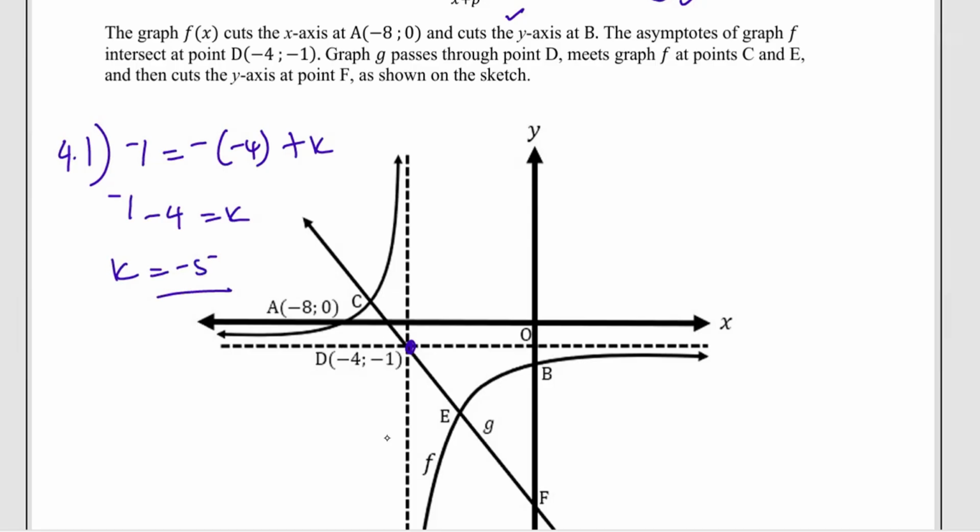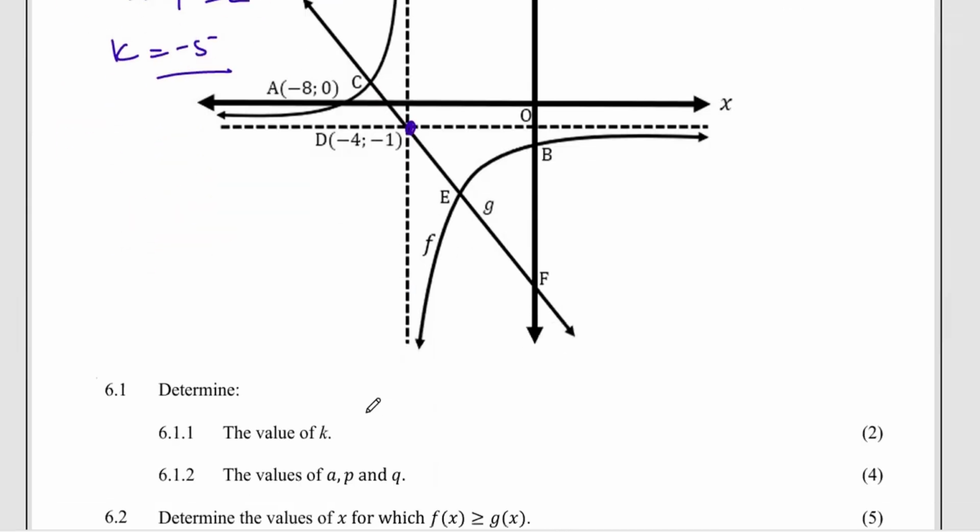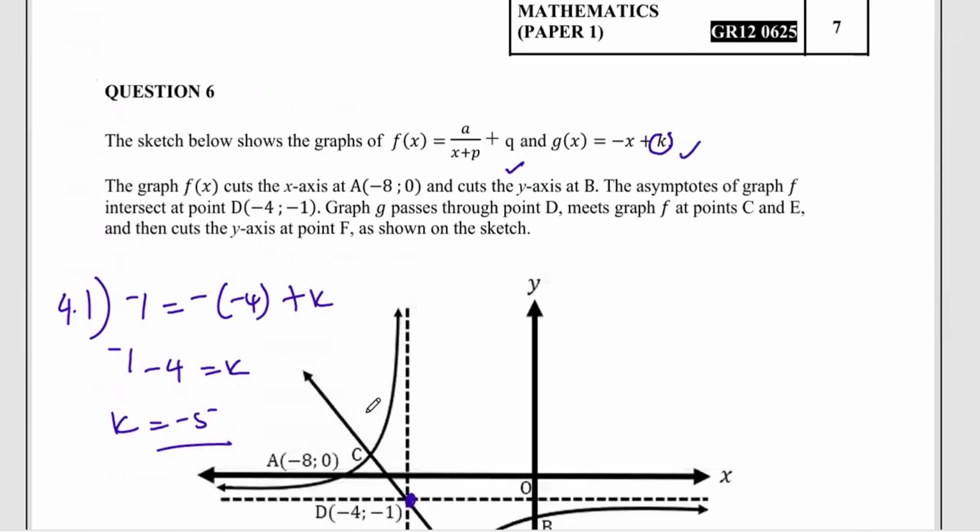I stand to be corrected, guys. No? So that is 4.1. Oh, it's not 4, it's a 6. Hello. Why are you still dreaming of 4?